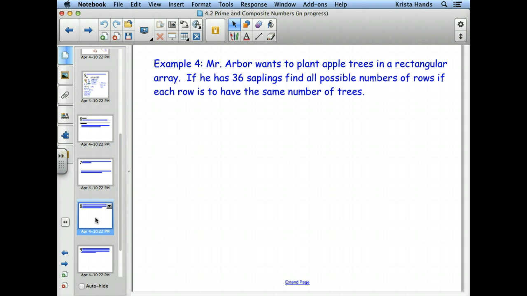6 and 6. 6 trees, 6 rows. I know that's a square, but you know a square is a rectangle. It's all okay, I promise. A square really is a rectangle, it's all right.